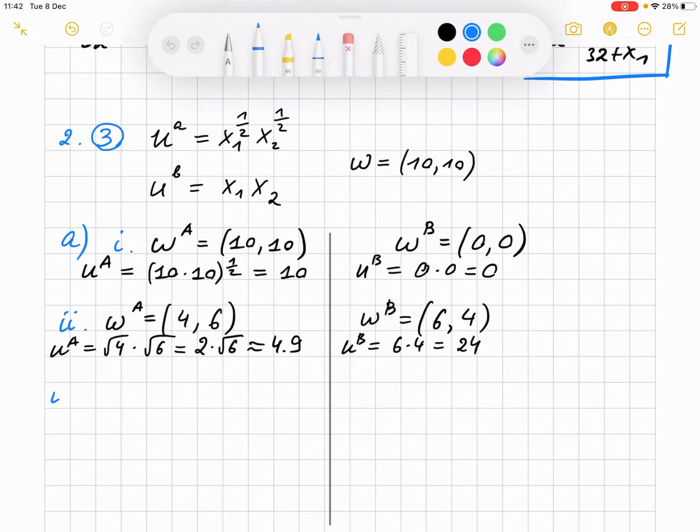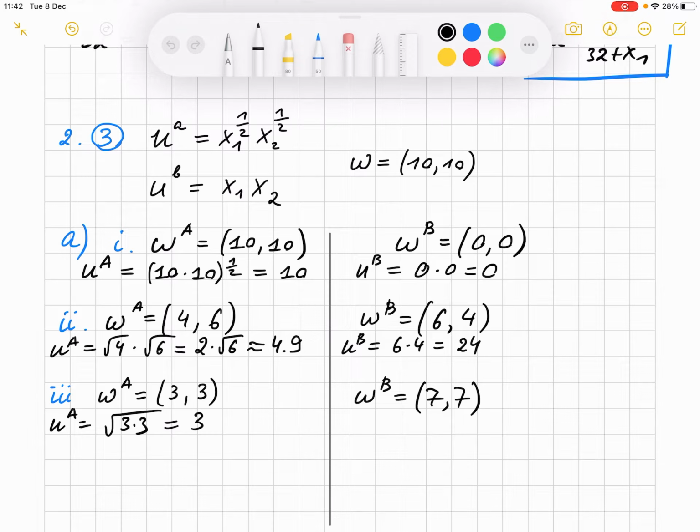Then we have the third case, where agent A has 3 units of first good and 3 units of second good. And for agent B, so again we just see that in total we have 10 units of first good in the economy, and so agent B will be left with 7 units of first good and 7 units of second good. And then the respective utility levels, so we have that it's square root of 3 times 3, which is going to be 3, and agent B will just have 7 times 7, which is 49.